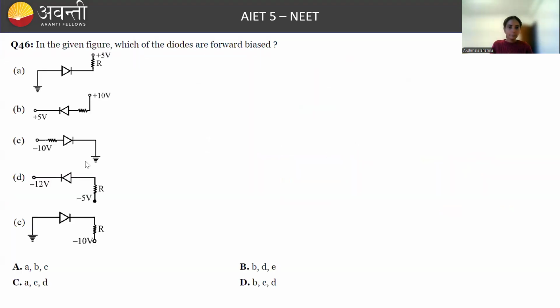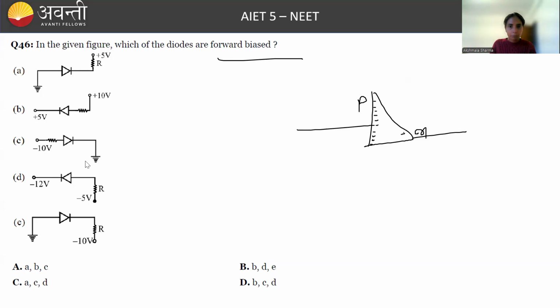Now let's check with this. In the given figure, which of the diodes are forward biased? If this is a diode, this is the p side, this is the n side, and inherently on the p side there is a layer of negative charge, and on the n side you will get a layer of positive charge. In order to do forward bias, the p side should be connected to the positive terminal of the battery and the n side to the negative terminal. Now let's have a look over it.